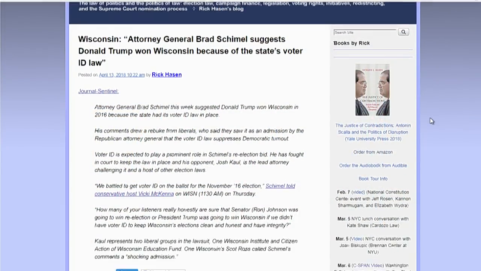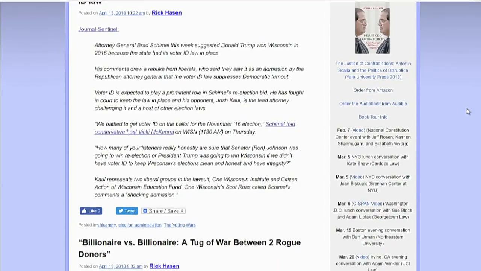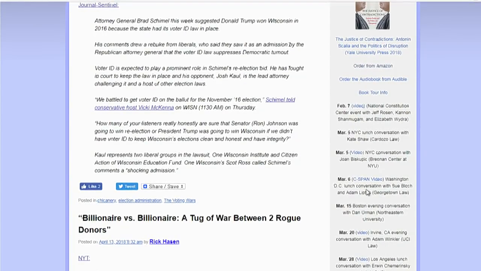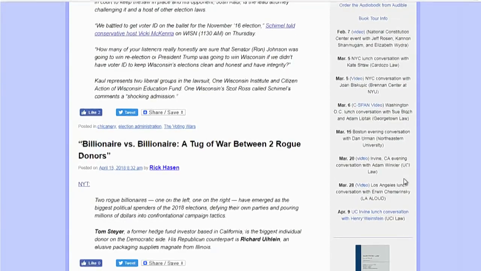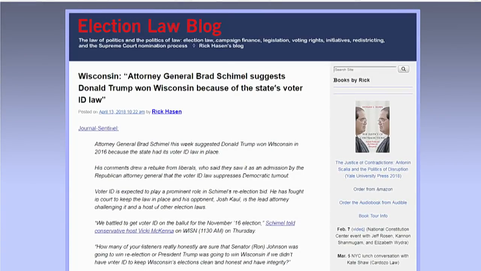So anything else you want to tell us about the book or the book tour or anything else that's going on with you, Rick? Well, I would just say that if you go to electionlawblog.org and you look on the right-hand side, right under the picture of the book, I did a number of talks about the book, including with Adam Liptak of the New York Times, Joan Biskupic of CNN, Erwin Chemerinsky, Adam Winkler. And on the right side, there are links to all of those videos, including one that was on C-SPAN. So if you want to hear more about the book, click right there, electionlawblog.org. Oh, wonderful. Thank you so much for letting us know.